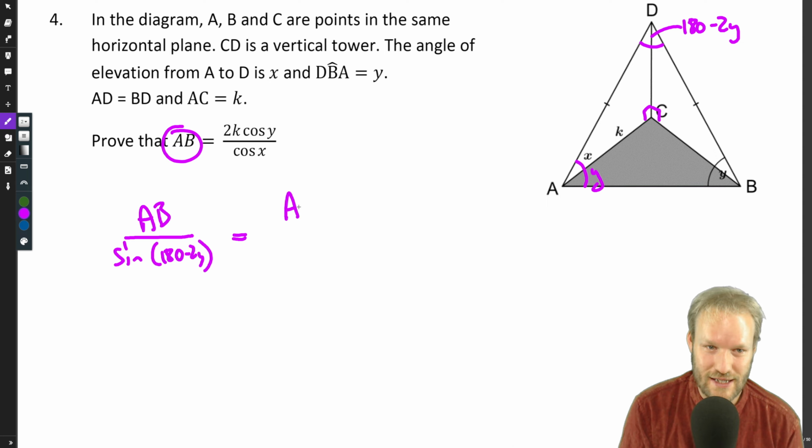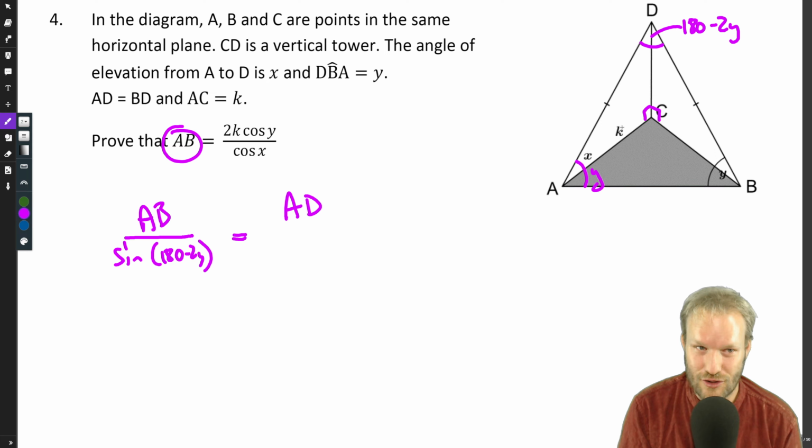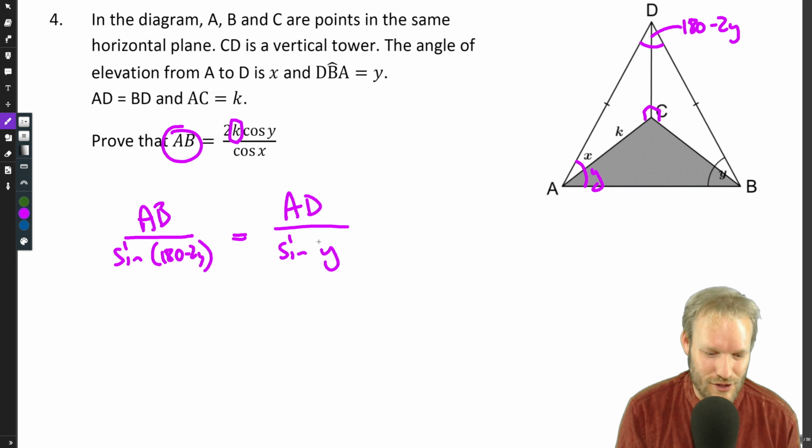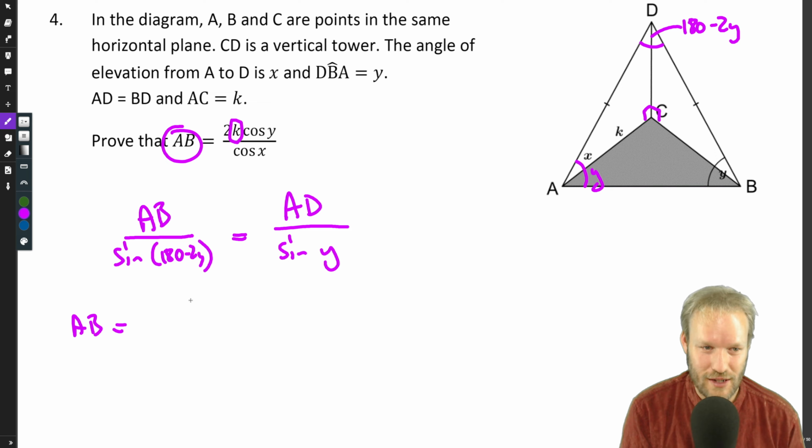I'm going to choose AD because that's going to be our common side to the bottom, because we need to somehow get a k variable in here, which is in this triangle. So AD, that's our joining line segment, over sine of y. Now, you might have done a few of these already, and you can start seeing which things are going to start cancelling out. So AB should be the subject of the formula, is AD sine 180 minus 2y. I'm just going to show every extra step just in case we need it, over sine y.